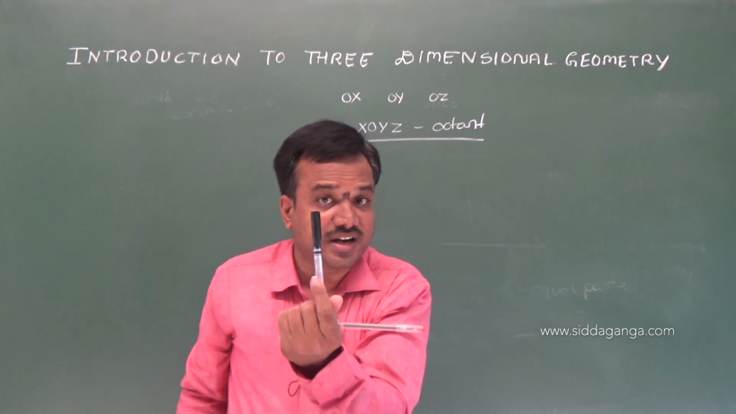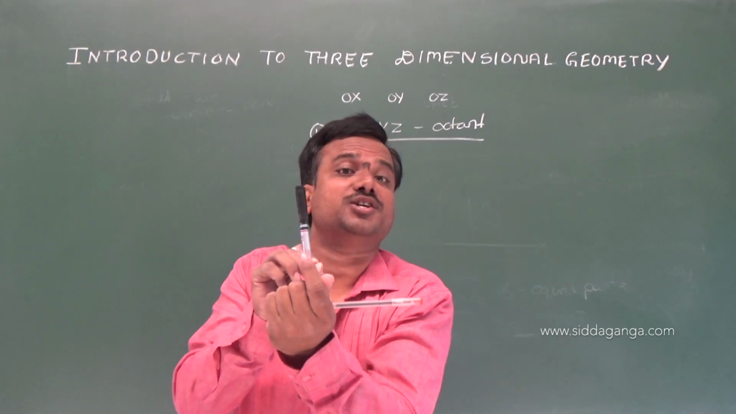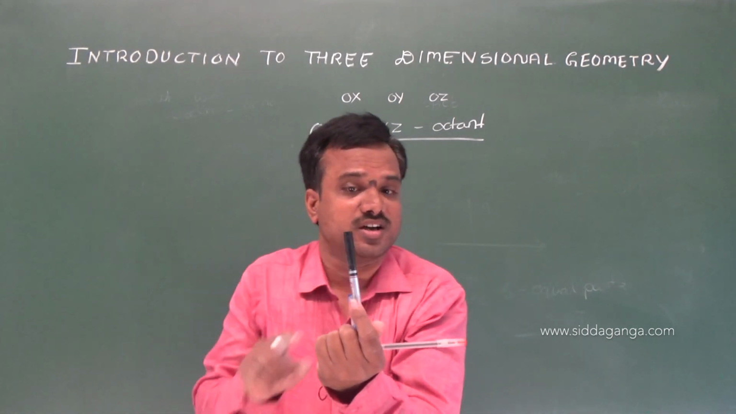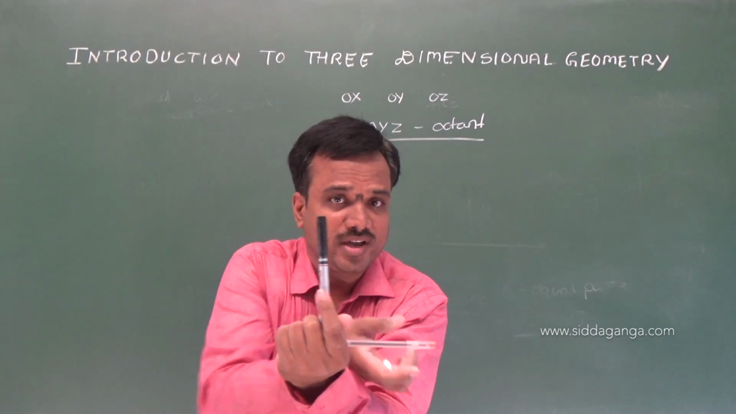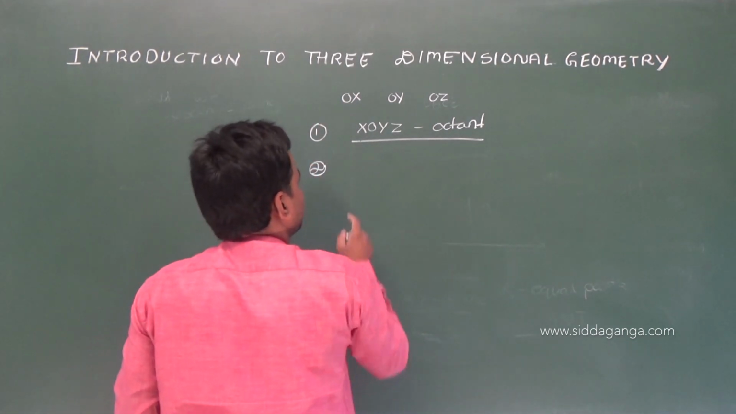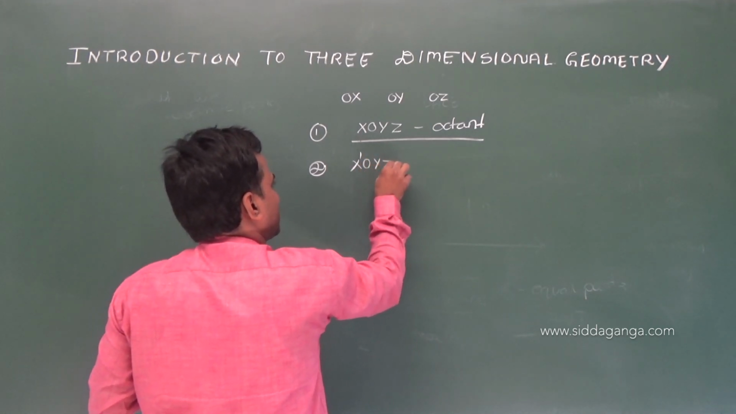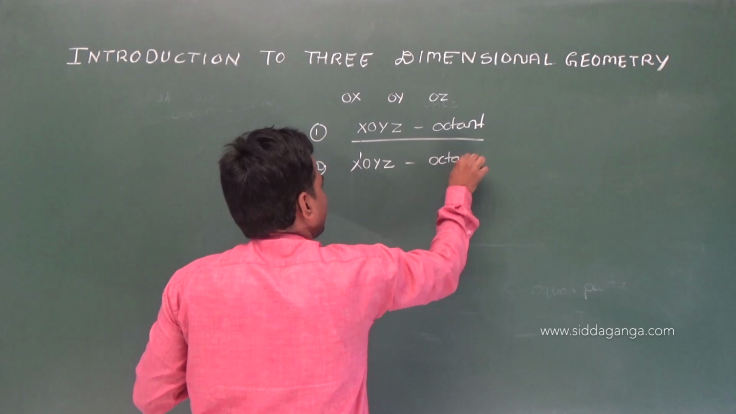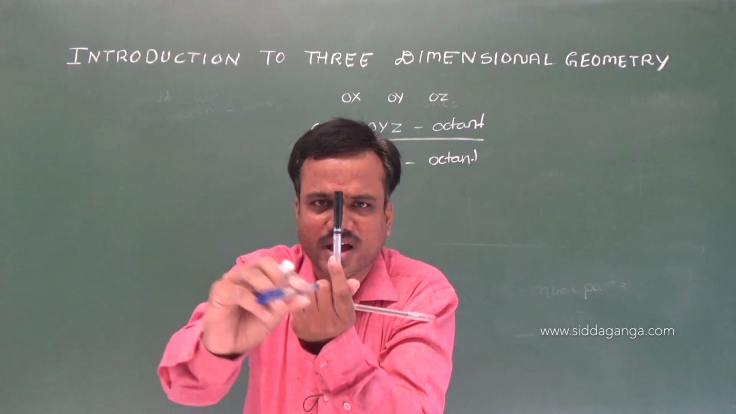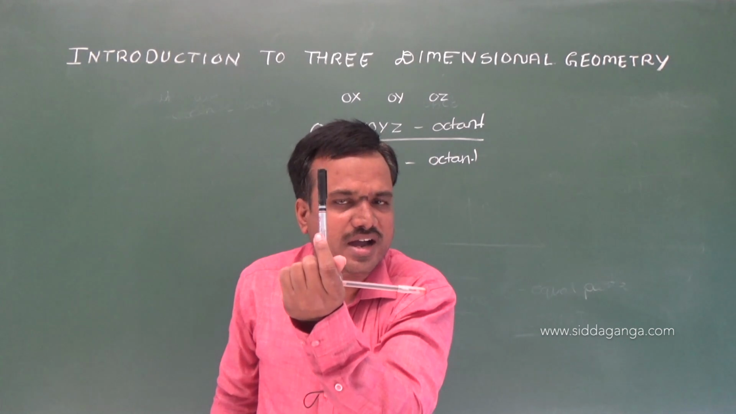This octant contains the edges, what are those edges? OX dash, OY, OZ. OX dash indicates negative X axis. Correct? This is the X dash, O, Y, Z octant. I shifted positive X axis to negative X axis. This is one more octant, the second octant.